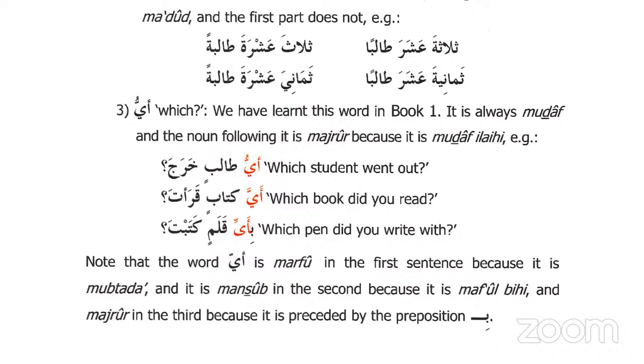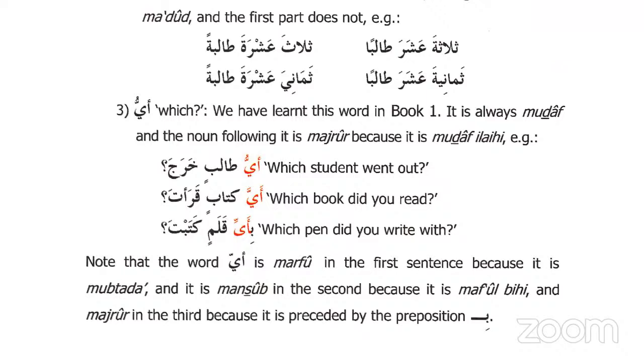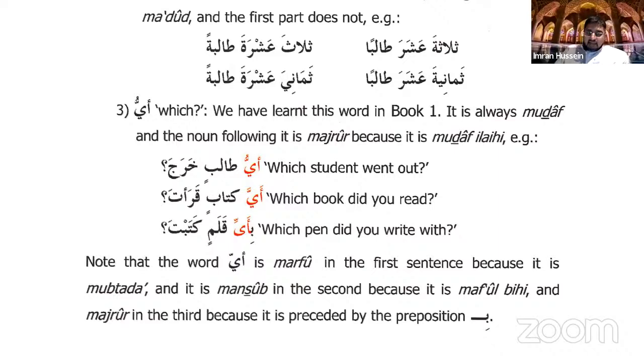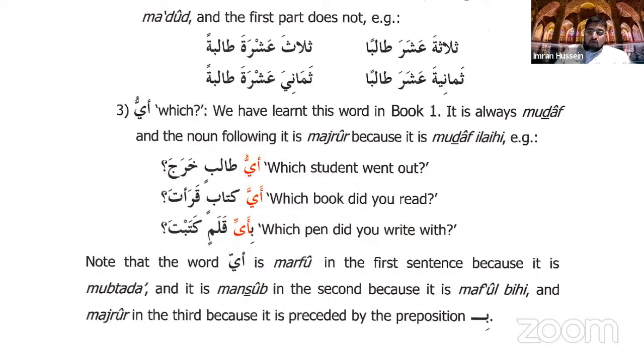Excellent. So there are only two forms in which the fa'il is not attached. It's hidden. Whereas in the other 12 forms, the fa'il is attached. And also in qara'ta, anta is the fa'il. Qara'ta is a verb which requires an object. You read what? Which book?